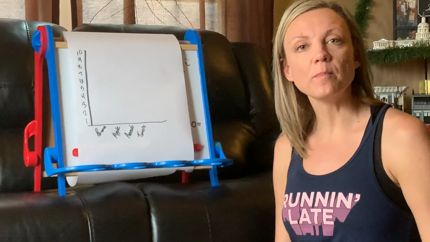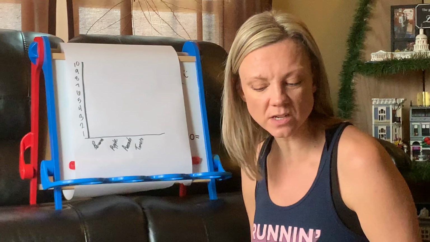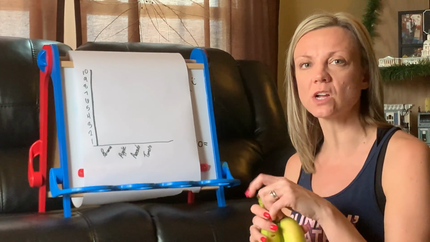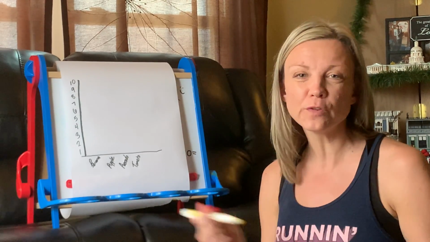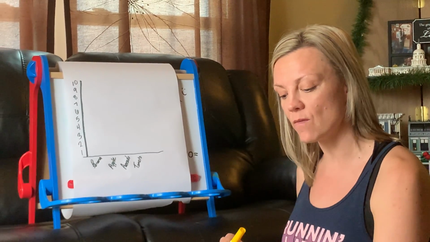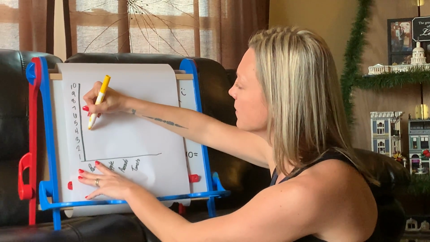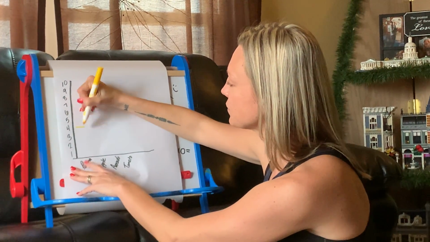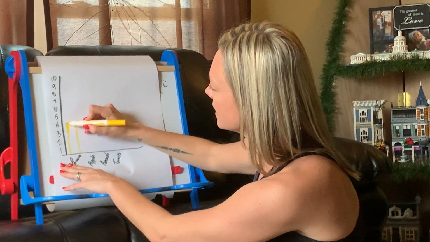Now I have to draw my bars in to represent how many of each item that I have. Now I'm going to use colors to kind of show the different colors of the vegetable or fruit. So bananas are yellow, so my bar for bananas is going to be yellow, and I have 1, 2, 3, 4 bananas. So I'm going to come up here to the 4, and I'm going to draw my line across, and then create a bar to show that I have 4 bananas.